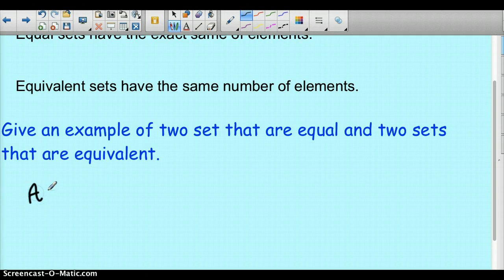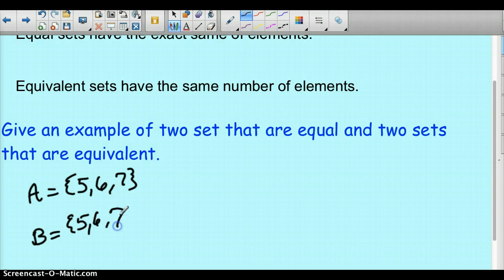So, set A is going to be 5, 6, and 7. And for the next set here to be equal to it, it has to have the exact same elements. So I'm going to say set B also has 5, 6, and 7. Notice how they have the exact same elements. This means they are equal. And therefore I can say that set A equals set B. Notice the notation on how I do equals, just an equal sign in between them.